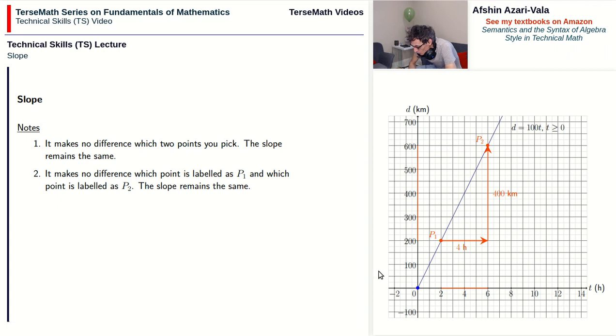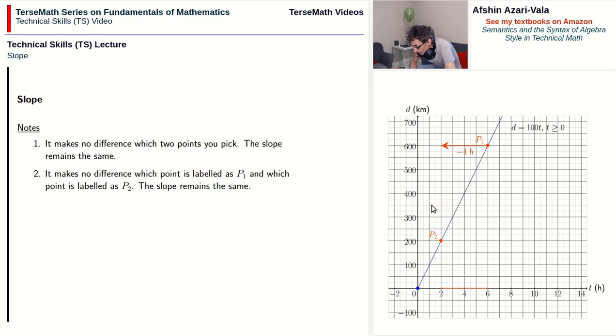Now let's switch the 2 points. So now point 1 is up here and point 2 is down here. We are going from point 1 to point 2, so here we have to go back along the x-axis, or the t-axis in this case. So we have to go back 4 hours. That corresponds to negative 4 hours. And then we have to go down, and therefore again we get negative 400 kilometers. And the slope is negative 400 divided by negative 4. And it still turns into positive 100 kilometers per hour.